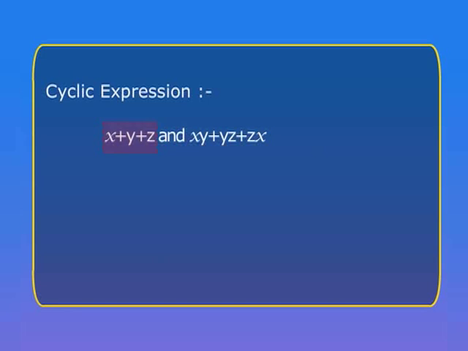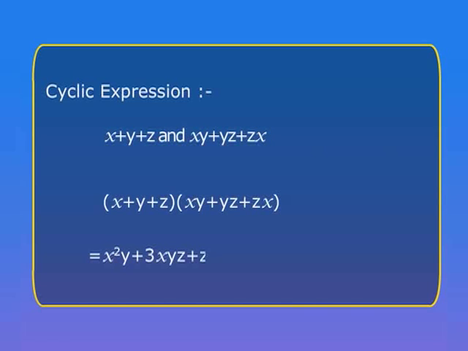Let us see whether the product of two cyclic expressions is cyclic. Let us take two cyclic expressions x plus y plus z and xy plus yz plus zx. The product of the above cyclic expressions is x plus y plus z into xy plus yz plus zx, which is equal to x square y plus 3xyz plus zx square plus xy square plus y square z plus yz square plus z square x. And this is also cyclic. Therefore, we can see that the product of two cyclic expressions is also cyclic. Similarly, the sum, difference and quotient of two cyclic expressions are also cyclic.